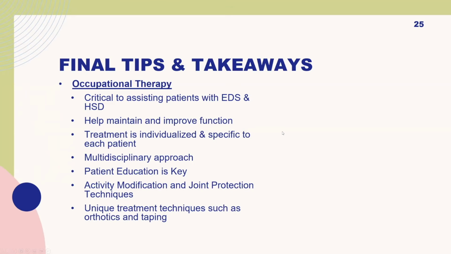So the final tips and takeaways. Occupational therapy is critical to assisting patients with EDS and HSD. The goal is to maintain and improve function. Treatment is individualized and specific to each patient, and a multidisciplinary approach is used. Patient education is key. Activity modification and protection techniques are a big part of what we do. And unique treatment techniques such as orthotics, splinting, and taping are a big part of our practice.